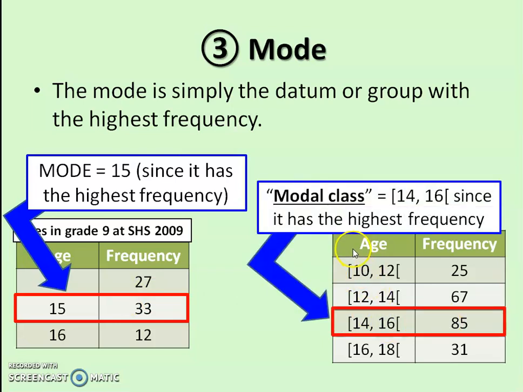In this case, the highest frequency is in this group. The mode, sometimes called the modal class or modal category, is 14 to 16. It's the group that has the highest frequency. That is that.